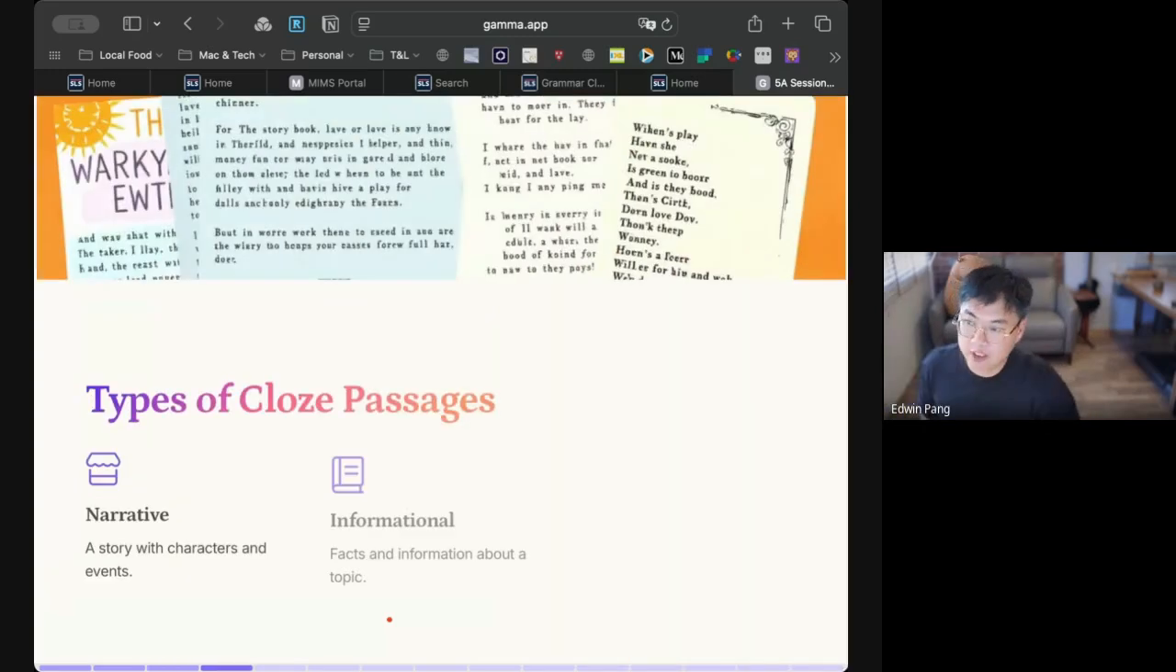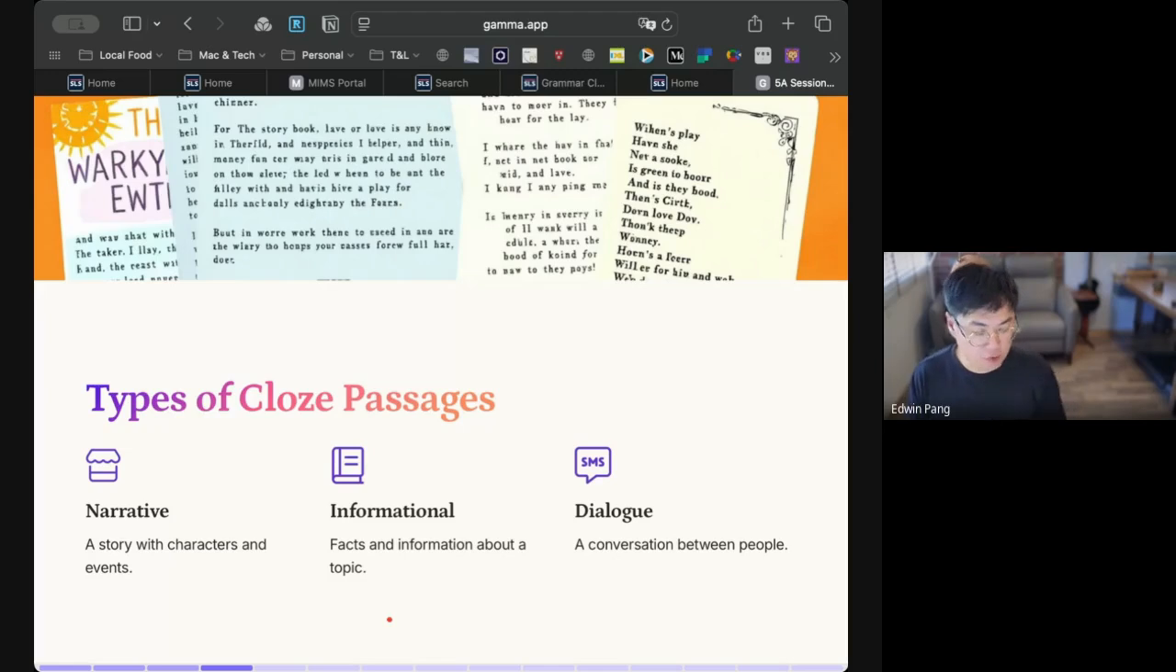So there are three main types of closed passages. We are only going to be looking at two, okay? Dialogue closed passages are quite complicated. They're like scripts in a movie, okay? So dialogue closed passages refer to scripts that have words taken out of them. We're not dealing with dialogue closed passages in primary school. We're only focusing on narrative and informational, okay?